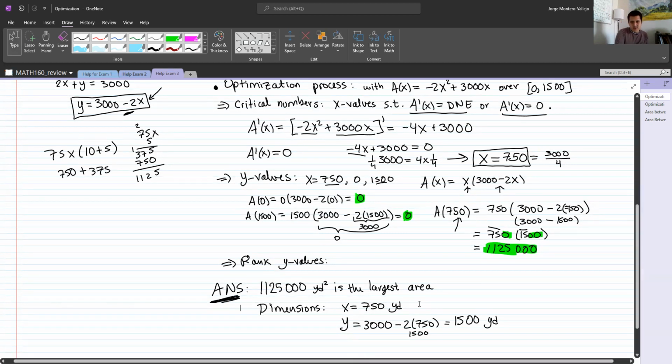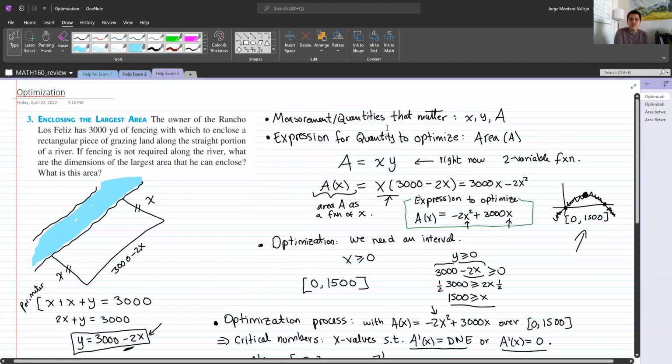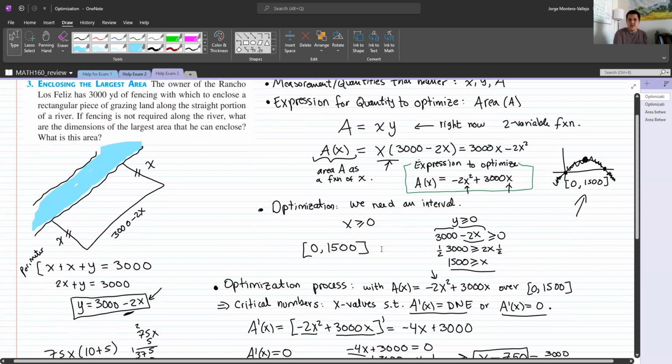I hope that this explanation made sense. I tried to organize the whole process by just following the steps that I suggested before, right? Measure: we first drew, we then wrote down the measurements or quantities that matter, dimensions of this rectangle and then the area. Then we identified the expression that we need to optimize. That's the area, X times Y, but then we replace the Y with this equation that we got from looking at the perimeter and the available fencing. And so that way we ended up with an expression for area that depended only on a single variable, on X. And then we got our interval of optimization, right? By just realizing that both dimensions need to be at least 0.